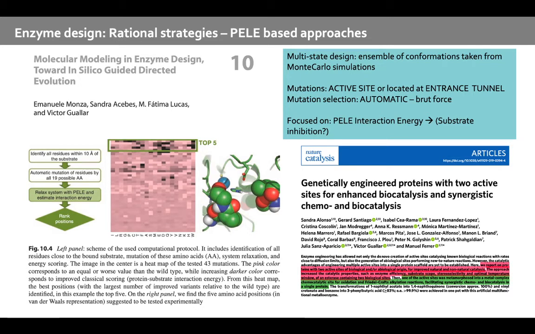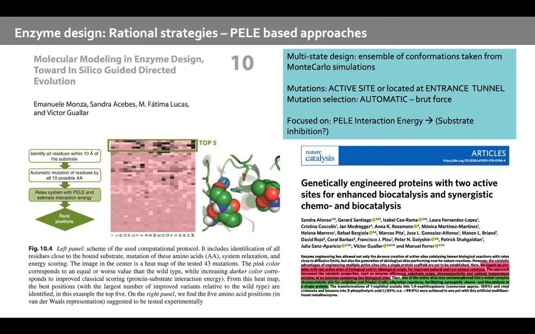In this case, they propose to identify and try to mutate all residues within 10 angstroms of the substrate. And as they perform these Monte Carlo simulations with the substrate not in the active site, then as the substrate gets into the active site, mutations can also be introduced in the tunnel, let's say, in the substrate tunnel. And he has some papers showing that.